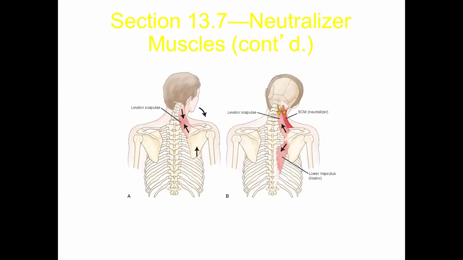In Figure B on the right, why is the sternocleidomastoid a neutralizer? It's a neutralizer because it cancels out unwanted actions of the right levator scapula. Neck flexion cancels out neck extension, and left rotation of the neck cancels out right rotation of the neck.